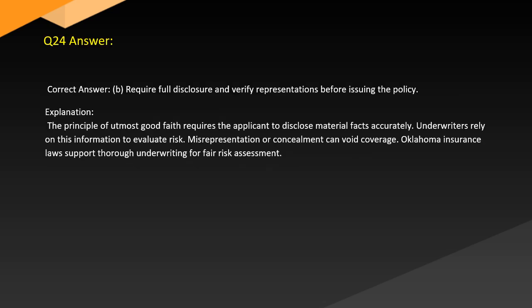Answer. Correct answer. B. Require full disclosure and verify representations before issuing the policy. Explanation. The principle of utmost good faith requires the applicant to disclose material facts accurately. Underwriters rely on this information to evaluate risk. Misrepresentation or concealment can void coverage. Oklahoma insurance laws support thorough underwriting for fair risk assessment.